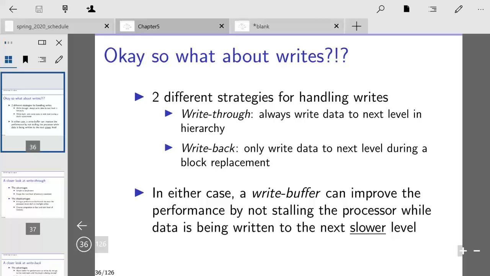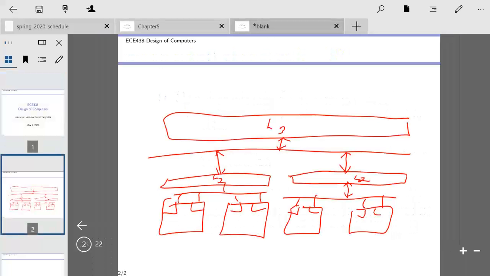In either case, we can actually improve the performance of our memory hierarchy with a write buffer. Whether we're using write through or write back, we can add a buffer that simply buffers our writes, and it sits between us and the next level of memory. So let's take a look and see what that would look like.